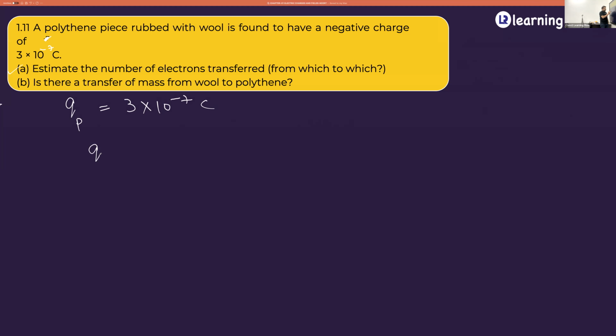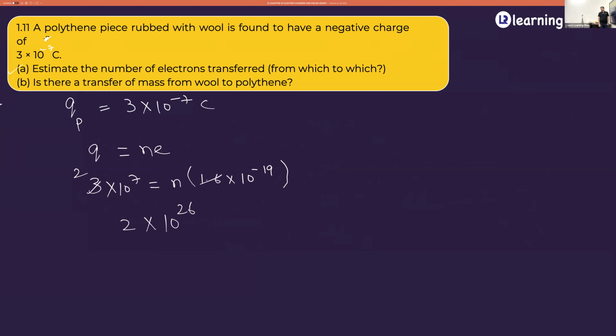Number of electrons, Q is equal to N into E. So it is going to be 3 into 10 power minus 7 equal to the number of electrons multiplied by the charge of the electron, 1.6 into 10 power minus 19 coulomb. If I approximate this to 1.5 or this to 3.2, I can say this will cancel 2 times. So how much is it going to be? 2 into 10 power 7, and this 10 power minus 19 will come to the other side as 10 power 19. So the answer will be 2 into 10 power 26. So these are the number of electrons that have got transferred.